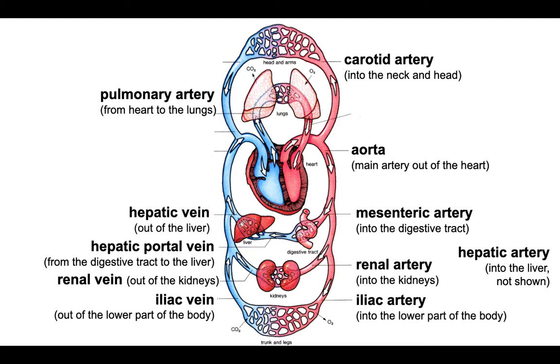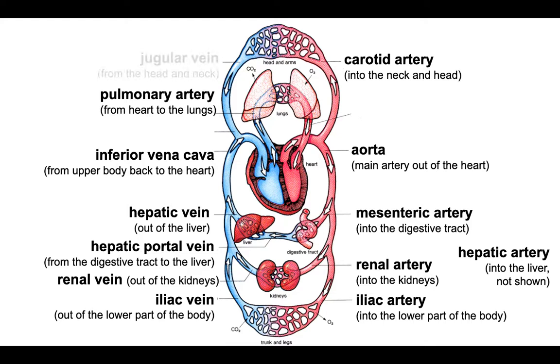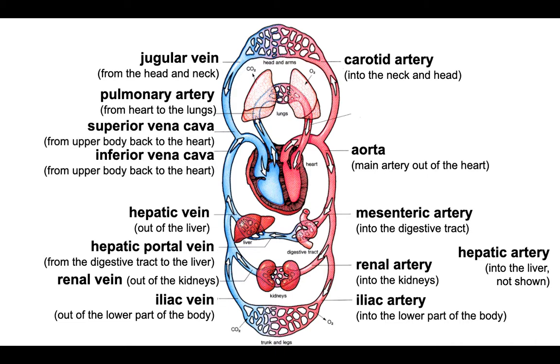And then the hepatic vein takes the blood out of the liver. All those veins would then join into the inferior vena cava, which should say lower body back to the heart. And then for the top part of the body, the jugular vein takes the blood from the head and the neck, joins into the superior vena cava, which that one's correct, from the upper body back to the heart. Okay, so those are the main ones.